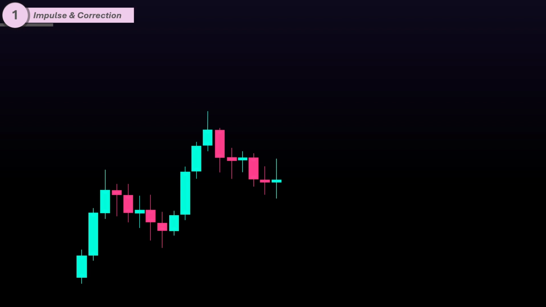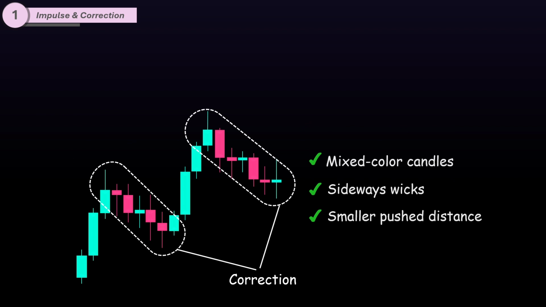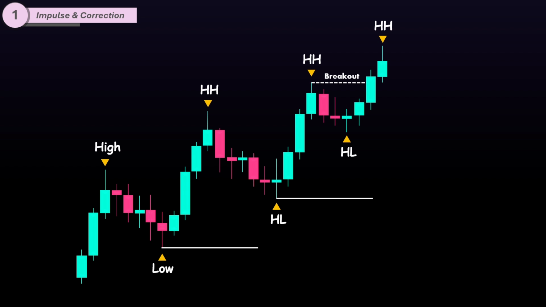As you know, the market always moves in the form of impulsive and corrective moves due to the behavior of market participants. Impulsive moves are characterized by same-colored candles, large bodies, and a great push distance. Corrections or pullbacks, on the other hand, are characterized by mixed-color candles, sideways wicks, and a smaller push distance. In an ideal trending scenario, the market forms higher highs and higher lows respecting the swing lows. Each time price breaks above a structure level, it signals trend continuation and a demand level automatically forms. Conversely, when it breaks below a structure, it signals a possible trend reversal.